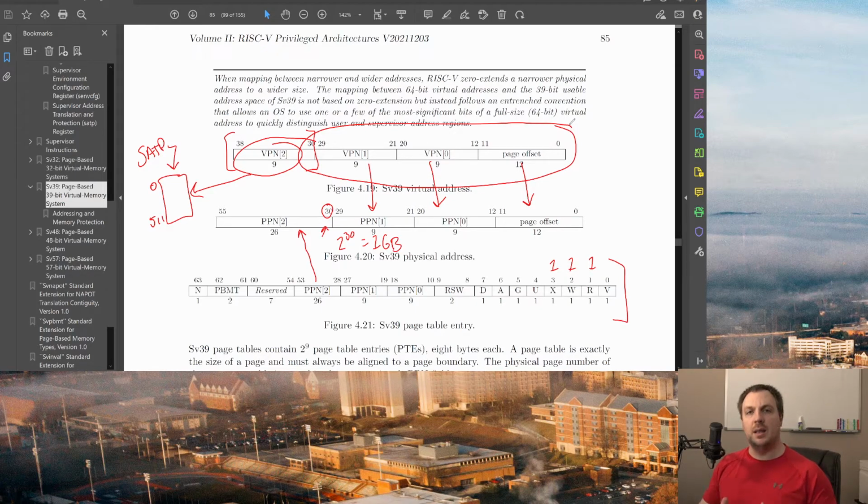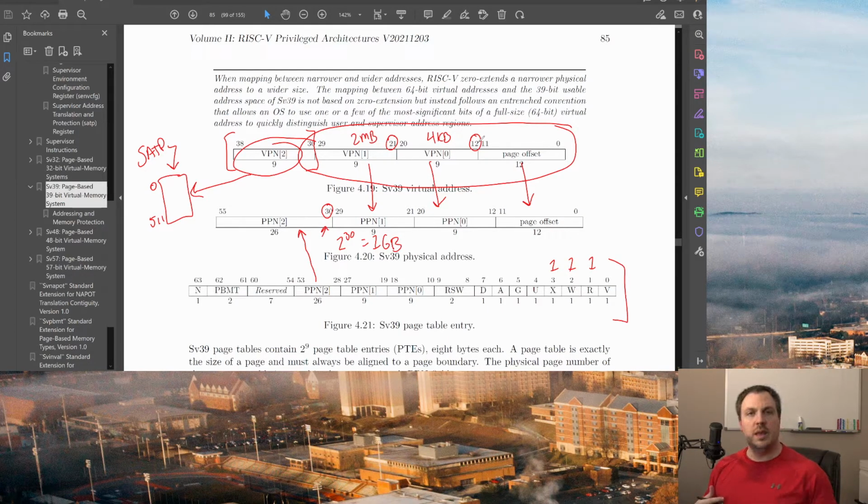So remember, the granularity is what we're talking about. Leaf at level 2 is a gigabyte page. That means one page table entry refers to an entire gigabyte of memory address space. A leaf at level 1 is a 2 megabyte page. So 2 to the 21st is 2 megabytes. And that means that one page table entry is going to protect or translate into 2 megabytes worth of memory. And then finally, remember, VPN 0 is a 4 kilobyte page, and 2 to the 12th is 4 kilobytes.